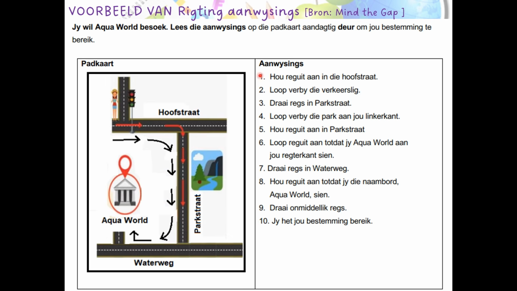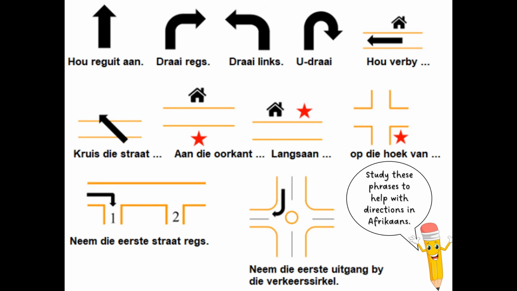and keep it to 10. But look here, we've got it numbered. I like it when there's gaps in between, if you leave lines open in between, but it's numbered and it starts with the verb. Now, to help you a little bit with how to do directions, you can pause it on this one and you can study these phrases. If you want somebody to keep on straight, you say hou reguit aan. If you want somebody to turn right, you say draai regs. Okay, so these ones you can pause and study a bit.